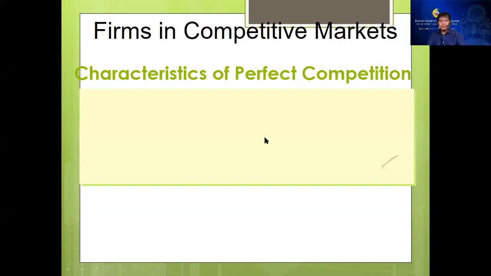Okay, so firms in a competitive market. But before anything else, what is a competitive market? We have different markets: we have the monopoly, we have the oligopoly, and we have the competitive firm or competitive markets. But what is a competitive market now? What is a characteristic of a competitive market? So we have here the characteristics of perfect competition.